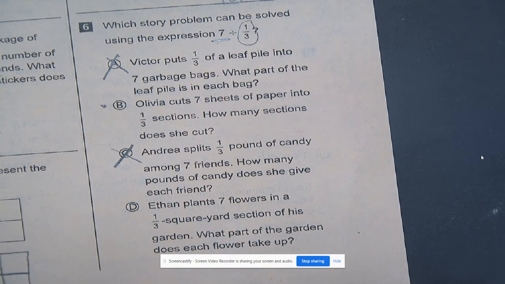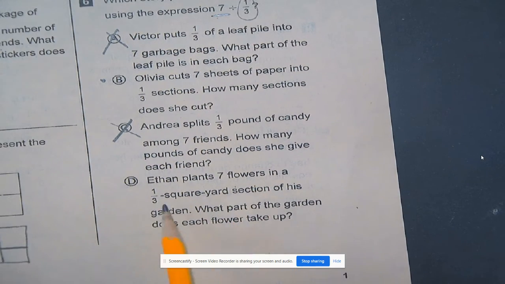Ethan planted 7 flowers in a 1/3 square yard section of his garden. What part of the garden does each flower take up? Okay, why? Because it looks like 7 and 1/3. So 7 divided by 1/3.